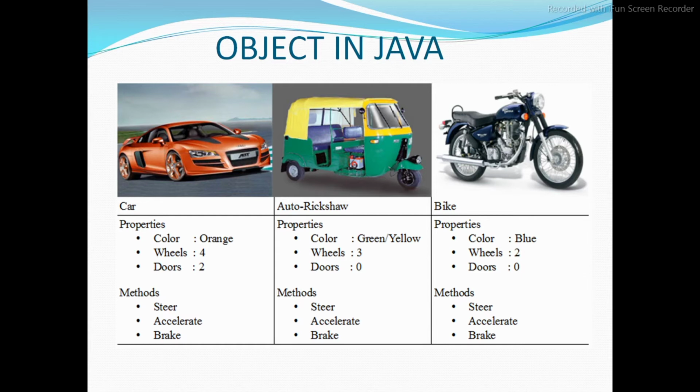Let's have some properties and methods inside each and every object. Properties are colors, wheels, doors. And methods are steer, accelerator, and brake. Every object has its own properties and methods.